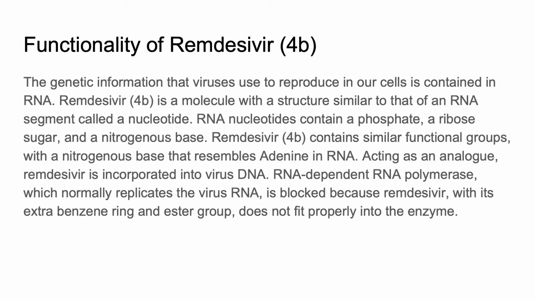The genetic information that viruses use to reproduce in our cells is contained in RNA. Remdesivir is a molecule with a structure similar to that of an RNA segment called a nucleotide. RNA nucleotides contain a phosphate, a ribose sugar, and a nitrogenous base. Remdesivir contains similar functional groups, with a nitrogenous base that resembles adenine in RNA. Acting as an analog, remdesivir is incorporated into virus RNA. Then, RNA-dependent RNA polymerase, which normally replicates the virus RNA, is blocked because remdesivir, with its extra benzene ring and ester group, does not fit properly into the enzyme. This inhibits the spread of the virus, and thus remdesivir serves as a cure.